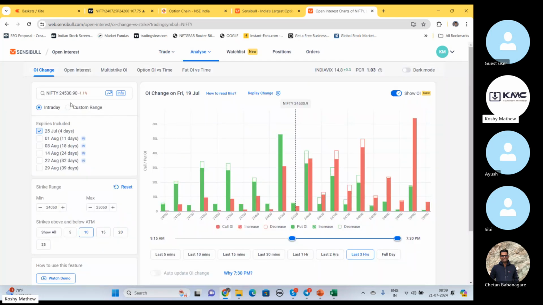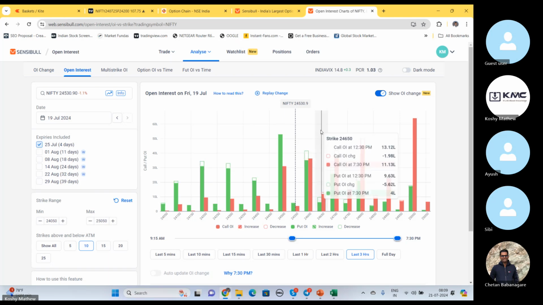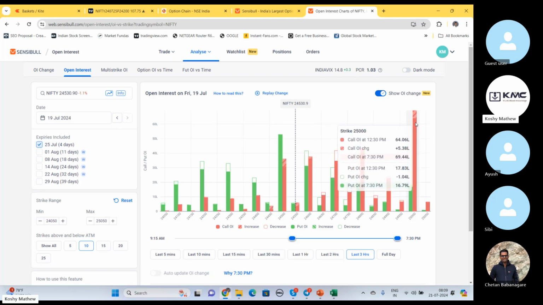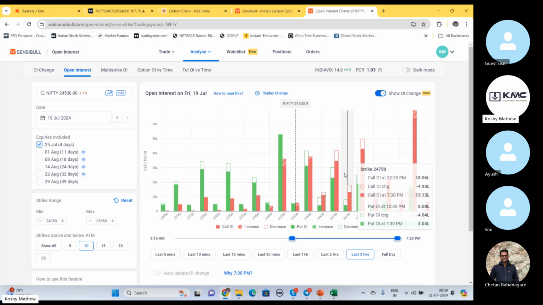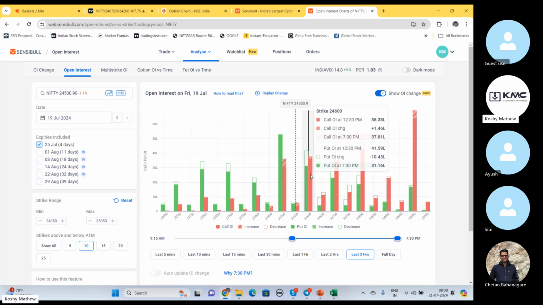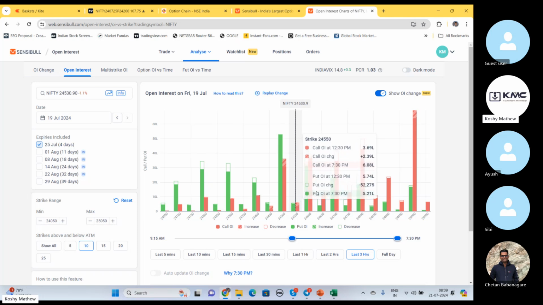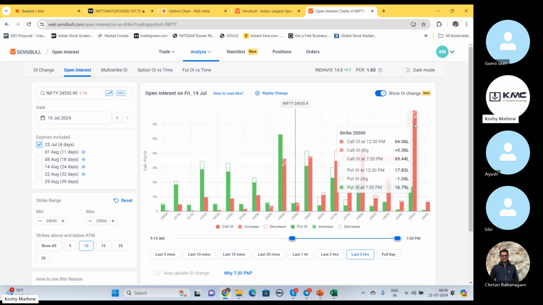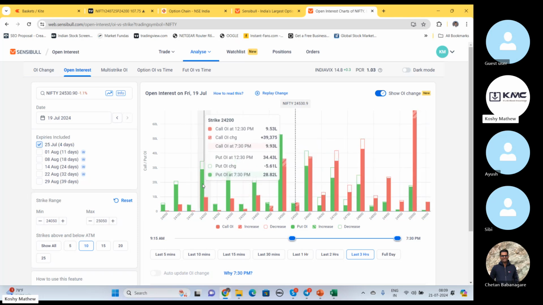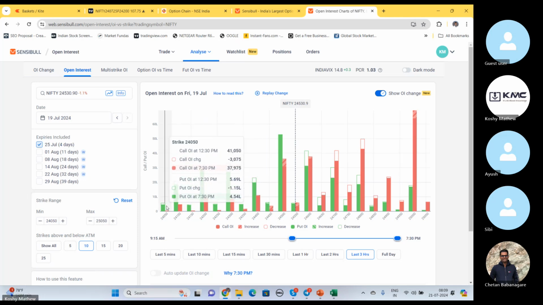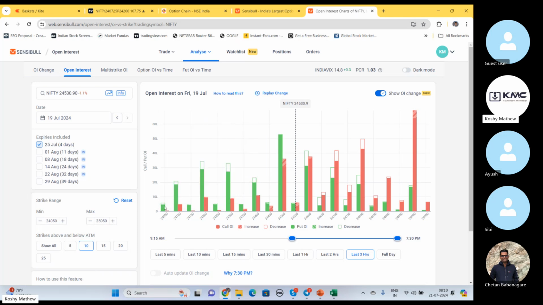Log into Sensible. It is free for most of the Demat accounts. Go to Open Interest. You can see how many people have bought all options. 69 people for 25,000 strike. Right now we are at 24,550. I'm talking about 25,000, 64 lakh, and 24,000 put. They don't have, that means they're not expecting even to go touch 24,000. That's how you can check with Sensible whether you are safe or not.